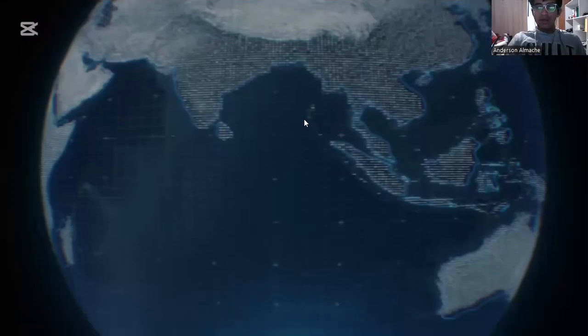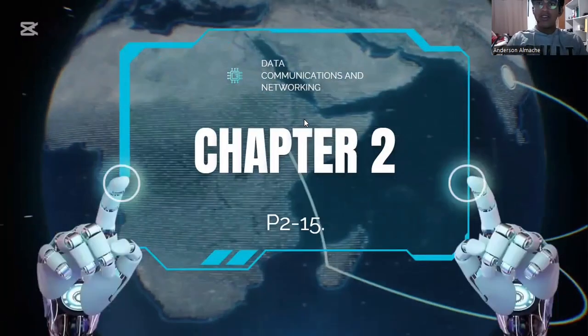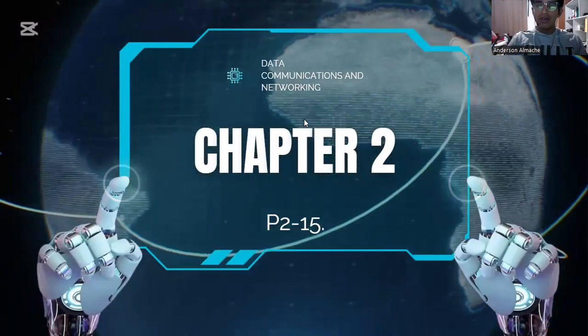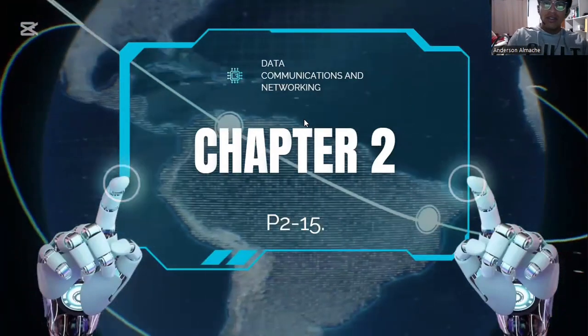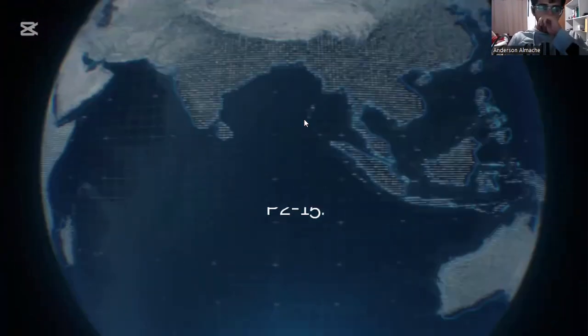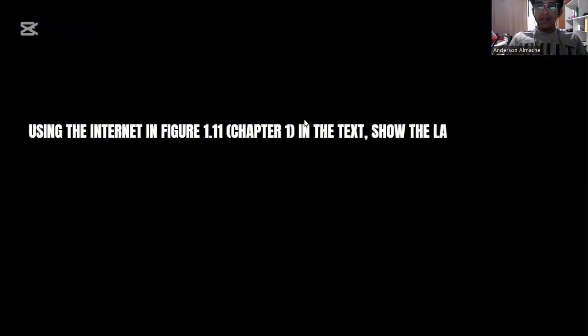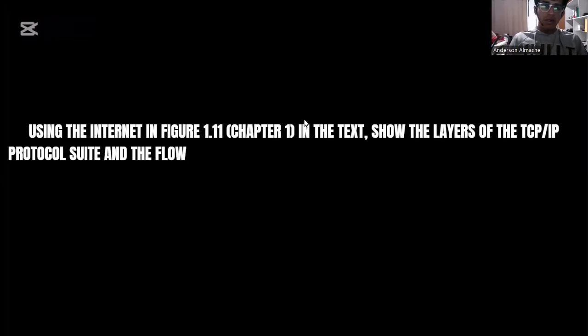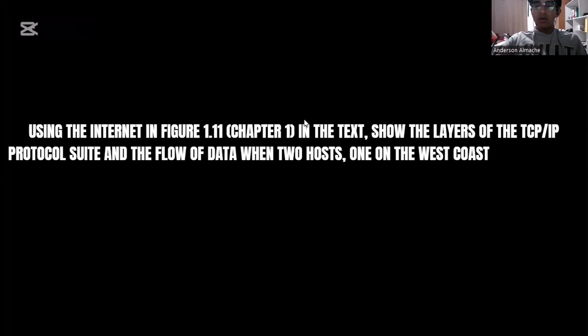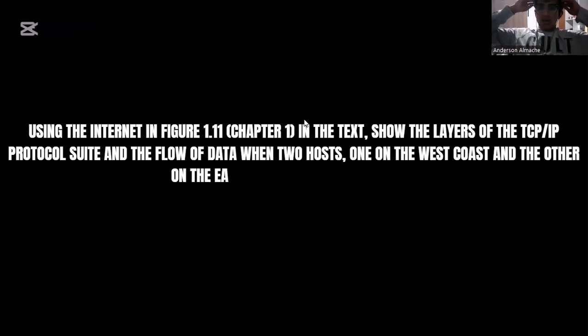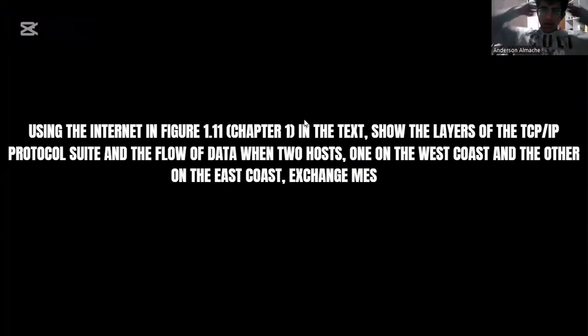Hello, in this video I will explain how I solved problem number 15, chapter 2 of the book Data Communications and Networking. Using the internet in figure 1.11, chapter 1, in the text shows the layers of the TCP/IP suite and the flow of the data when two hosts, one on the west coast and the other one on the east coast, send messages.